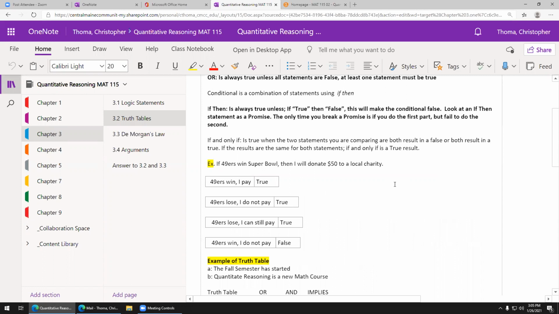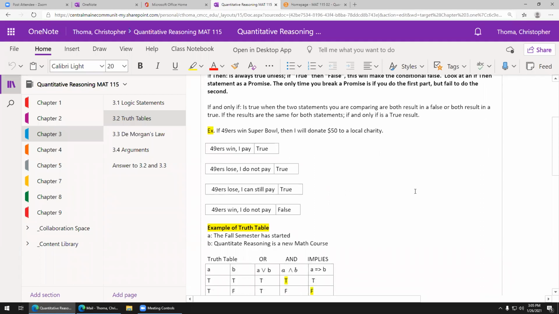These are kind of shortcuts to creating the truth table, basically. And just to explain the promise one, because this seems to be the confusion of them both. Here's a little bet we have. If the 49ers win, then I pay you. So you bet the 49ers win, I bet the 49ers lose. If the 49ers win, I pay. If the 49ers lose, then I don't have to pay.